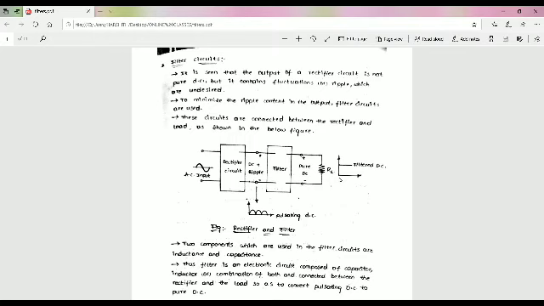The AC input is applied to the rectifier circuit. At the output of the rectifier, there will be DC and the ripple voltage, which is the input to the filter. Ideally, the output of the filter should be the pure DC.